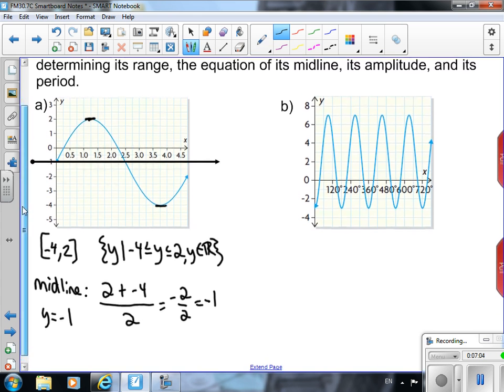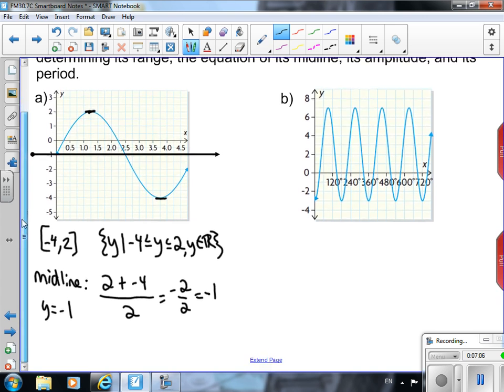We also want to find the amplitude. So that's, remember, the distance from the midline to the max or the min. And we just counted that, so it's 1, 2, 3 to the max. So amplitude equals 3. We express it as a positive value.